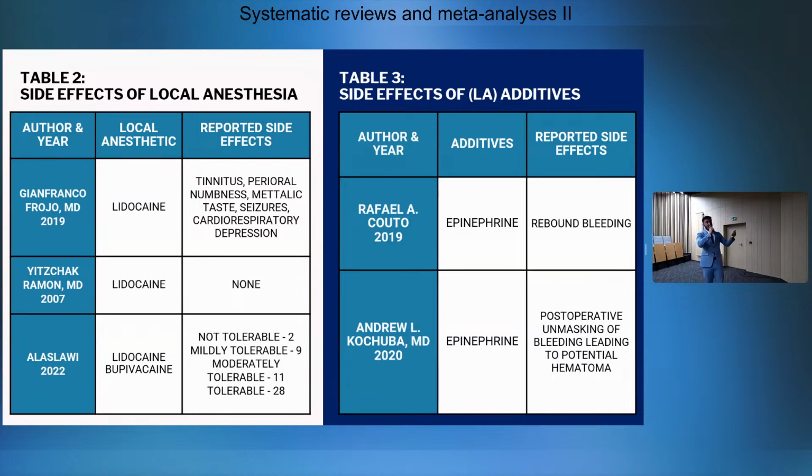They consisted of tinnitus, perioral numbness, metallic taste. Rarely the authors have come across some major complications as well. We'll discuss them in the next section. As you can see, Dr. Ramon faced no complications, which we will also discuss because it's really interesting. And Dr. Alaslavi, out of 50 complications, deemed only 2 of them non-tolerable under local anesthesia. One more key aspect, when the doctors decided to use epinephrine, there were a few cases of rebound bleeding.